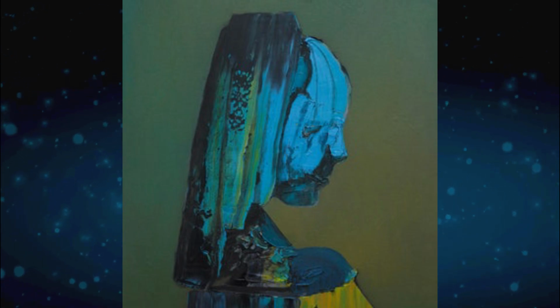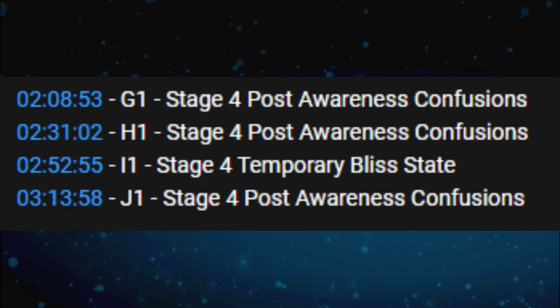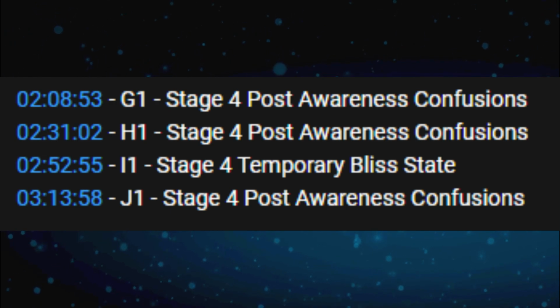Stage 4's names, in my opinion, are the most eerie because 3 of the songs are named the exact same thing, Post-Awareness Confusions, and only one song is named something different, called Temporary Bliss State, which honestly lives up to its name. The 3 songs with the same name are nightmarish, but Temporary Bliss State is a bit of a break from the fear and horror. At least to me. Rylan would beg to differ.